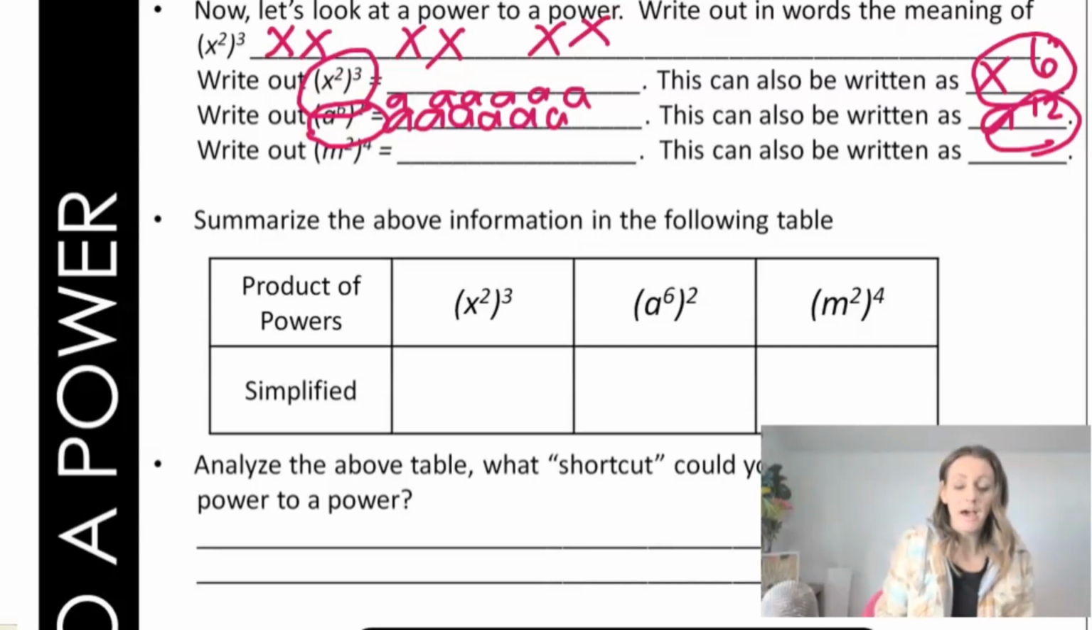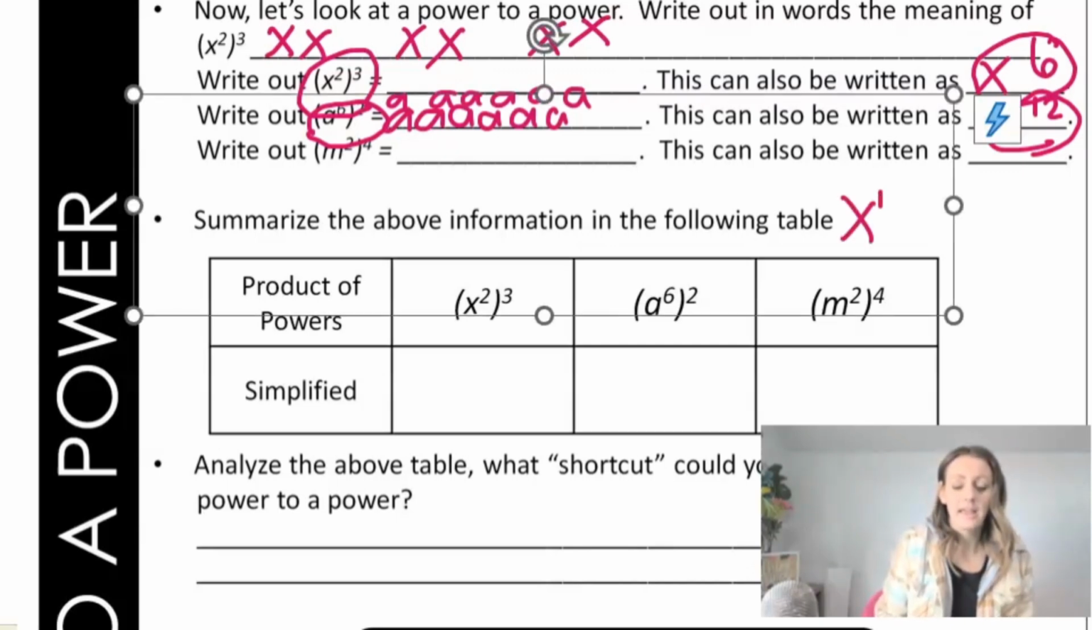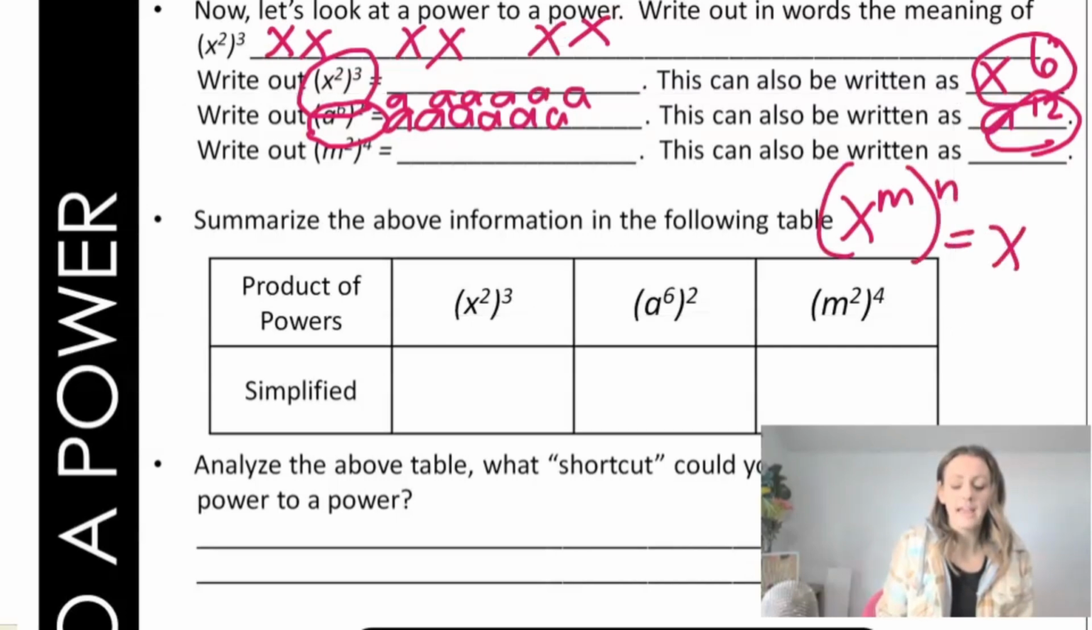And so the hypothesis becomes x to the m to the n is the same as x to the m times n. And that's our hypothesis, and then we would go test it. I would give them more problems. They would say, okay, use our hypothesis first, then write it out, and do you get the same answer? And then they say, yes, oh, we got it. And so then let's go on to a different one.